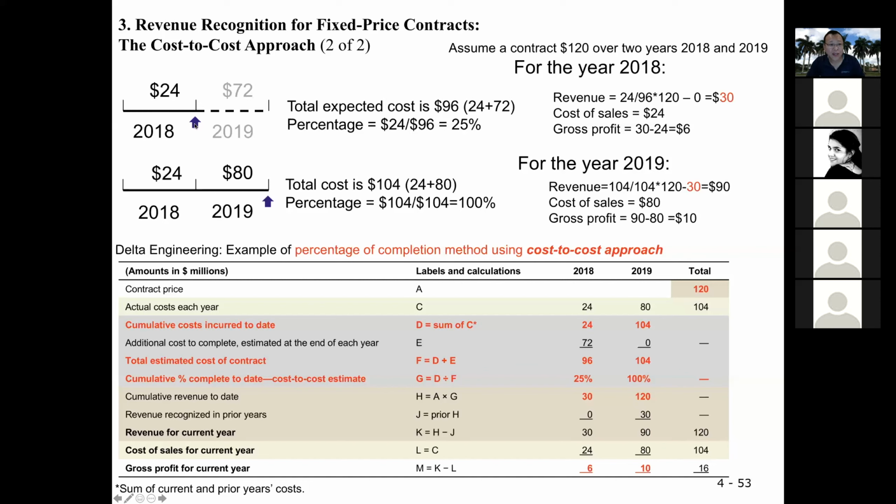That's why I think you should look at this picture. So here, I'm at the end of 2018, right? And then how are you going to do the estimate? How are you going to do the percentage? Yeah, this one is fine.